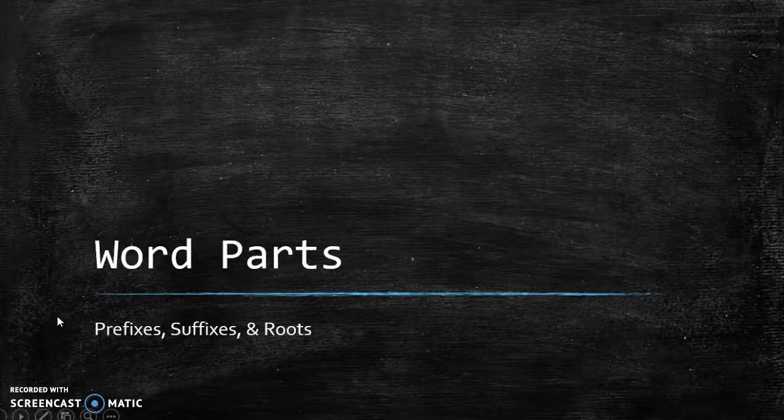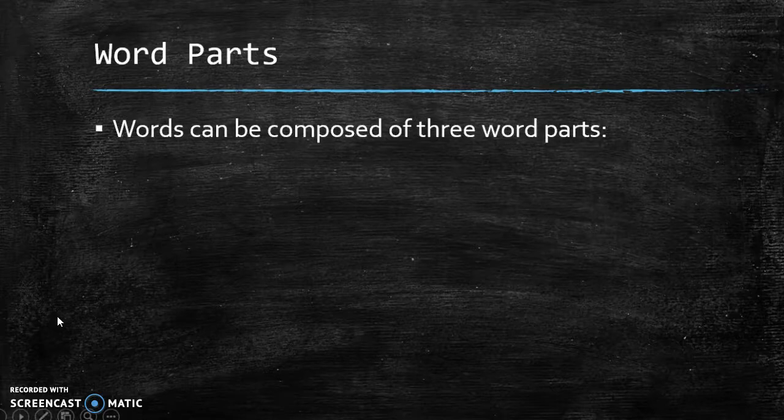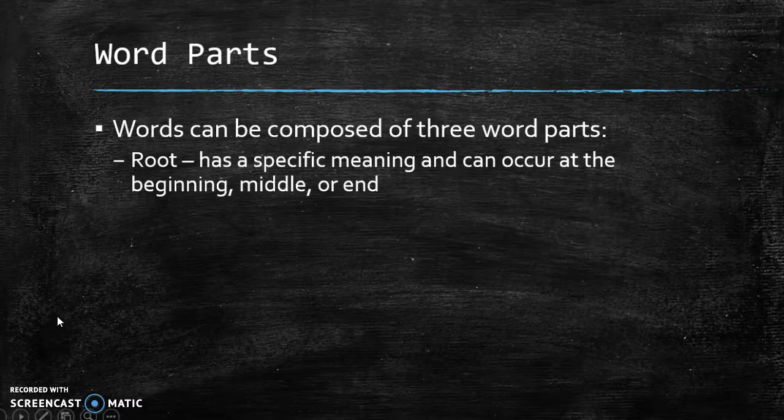In this short lecture, we'll be discussing word parts. All words are made out of various word parts. There are three major types of word parts. We have the first part, which is called a root. A root has a specific meaning and can occur at the beginning, middle, or end of a word.